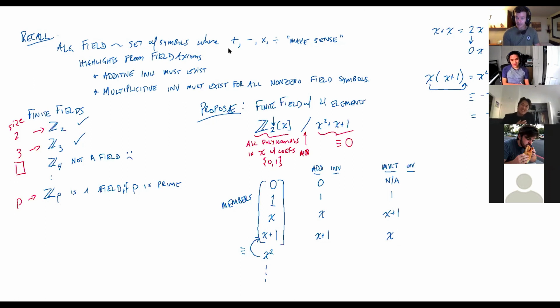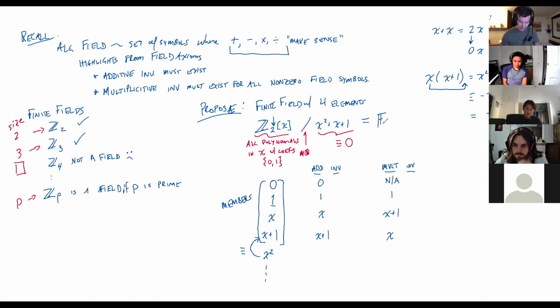Okay, so I think I've ignored many of the other field axioms, but they do all hold. And so what we've shown is that we have found a set of 4 things over which plus, minus, times, and division makes sense. And they all have their necessary inverses. And so this is what I'm going to call the finite field of size 4.